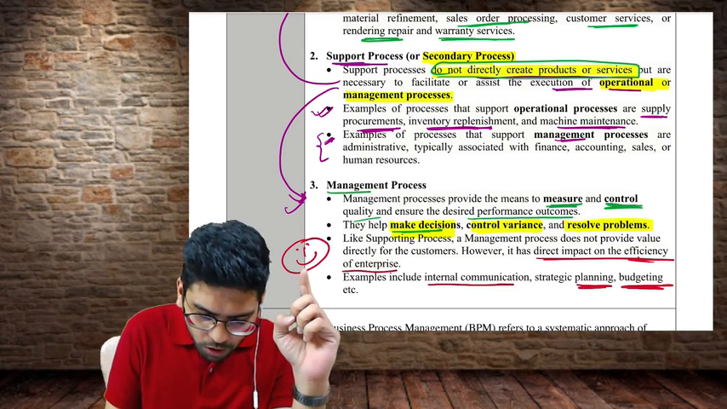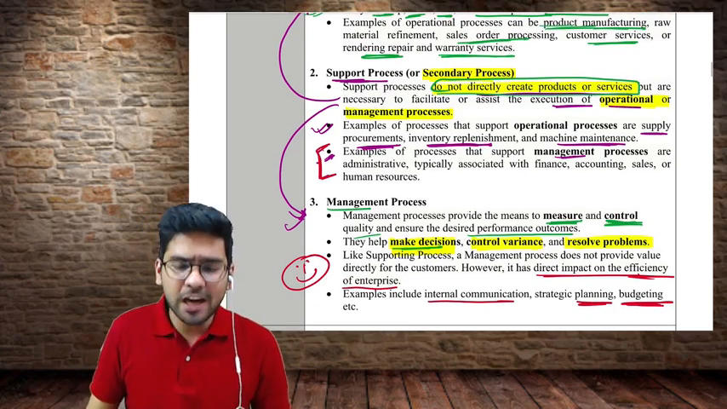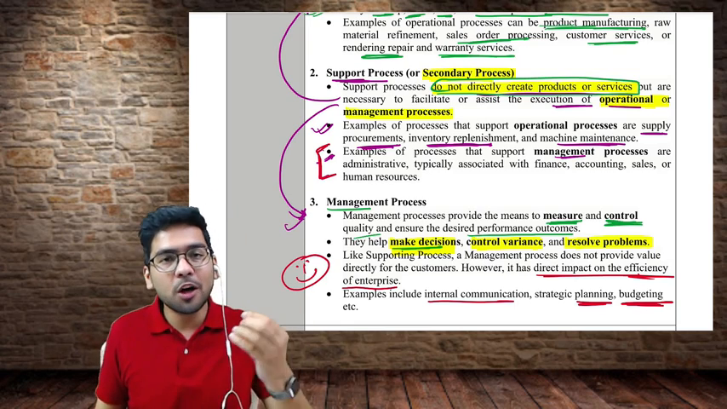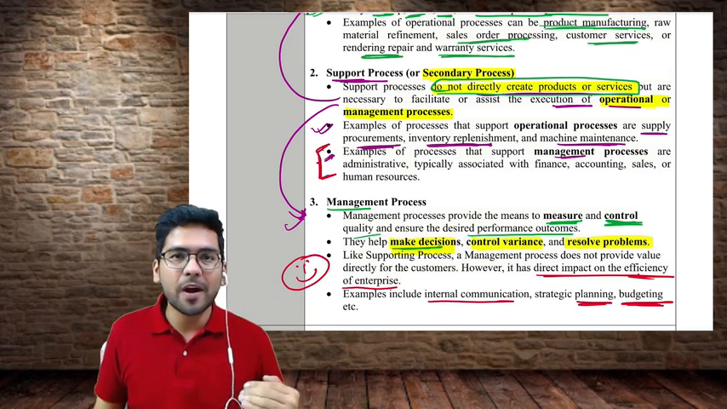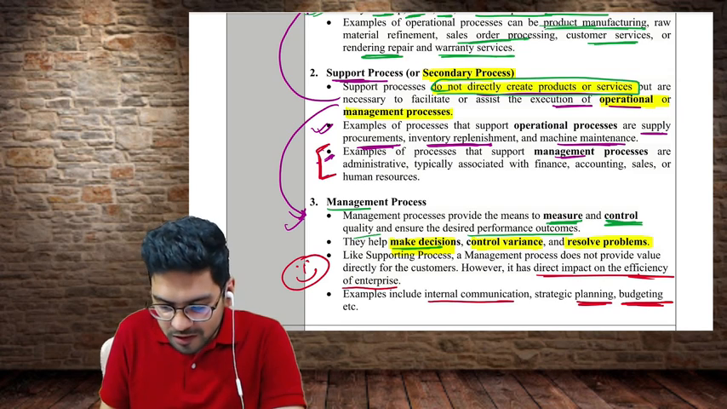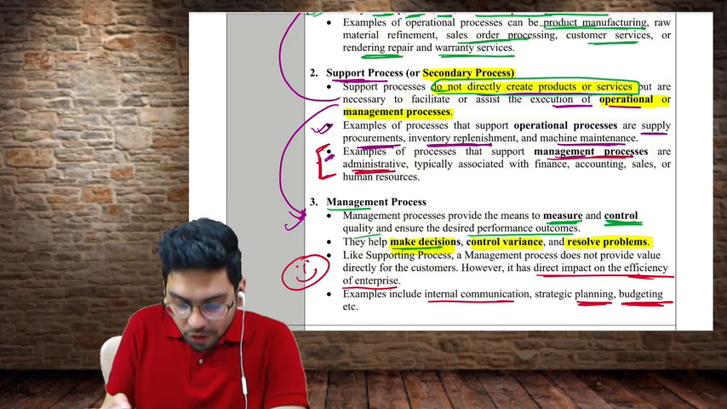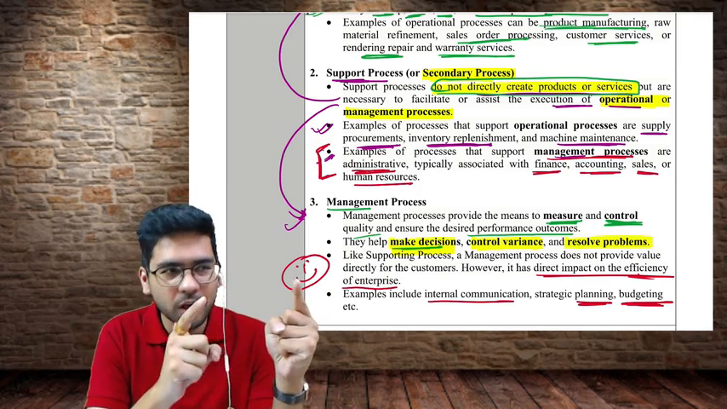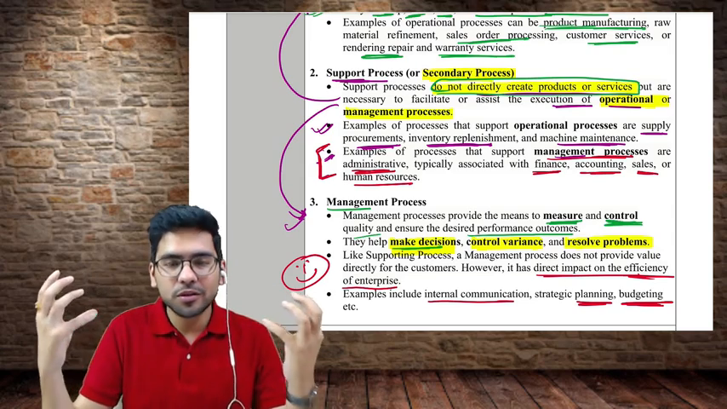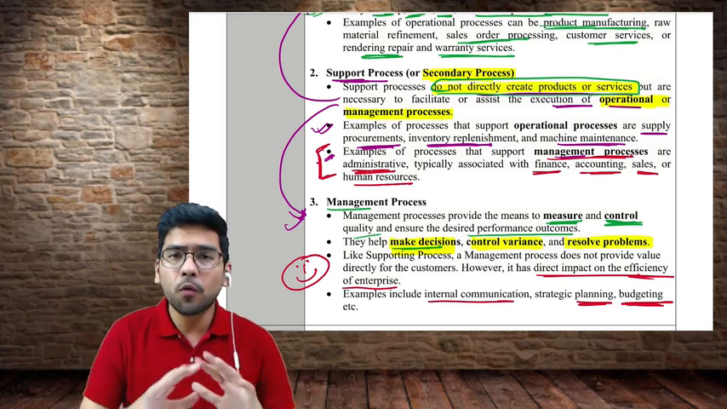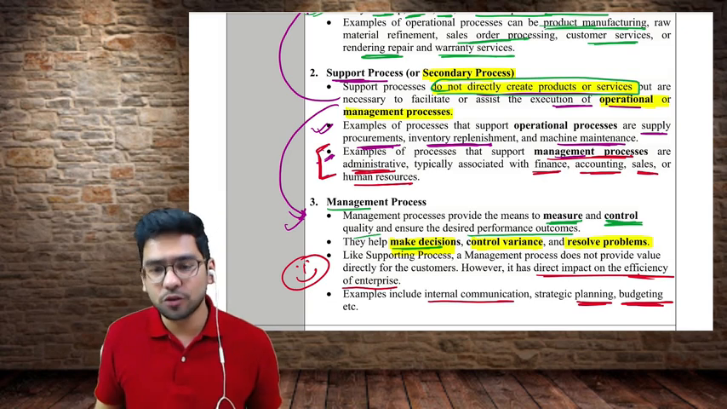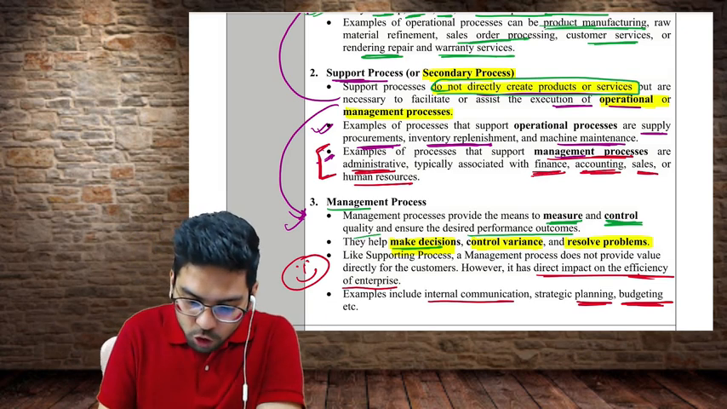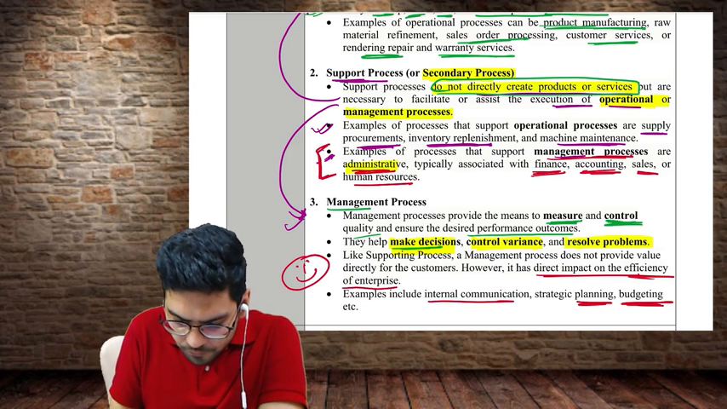Now we have one more point to cover in this portion. I'm coming back to the support process. I've told you that support processes support operational processes as well as the management process, right? So how does the support process, or secondary process, support the management process? We are going to cover a few examples here. Examples of processes that support management processes are generally administrative, typically associated with finance, accounting, sales, or human resources. All these functions that we have in the organization, the finance, the accounting, the marketing, the sales, are actually helping overall management to function very effectively and efficiently. So these are examples of support processes which assist the entire management. Please remember, generally these processes are very administrative in nature.